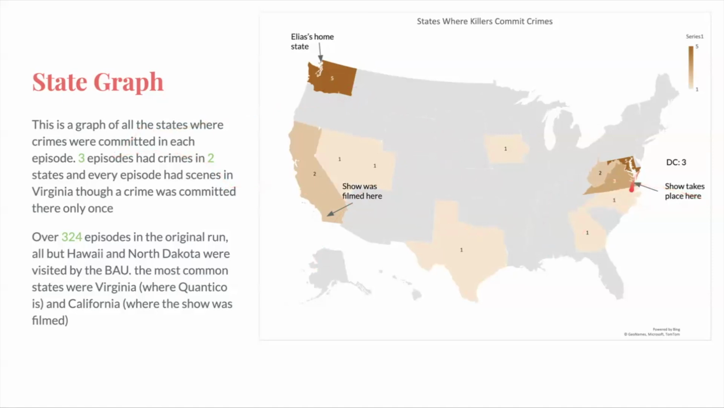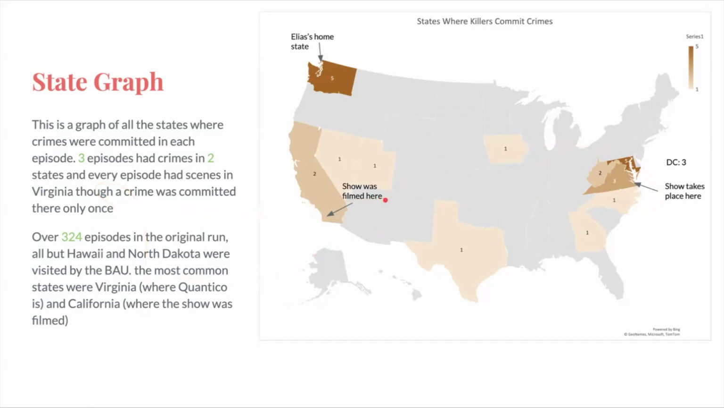I made this slideshow after season 1 came out, then I rewatched season 1, re-recorded all my data, and then season 2 came out, and I forgot to update some parts of it. Virginia had 3 times. And over 324 episodes in the original run, all but Hawaii and North Dakota were visited by the BAU, with the most common states being Virginia, where Quantico is, and California, where the show was filmed.